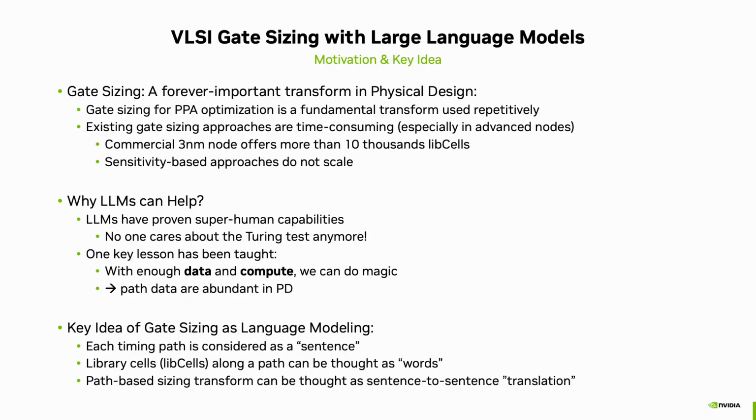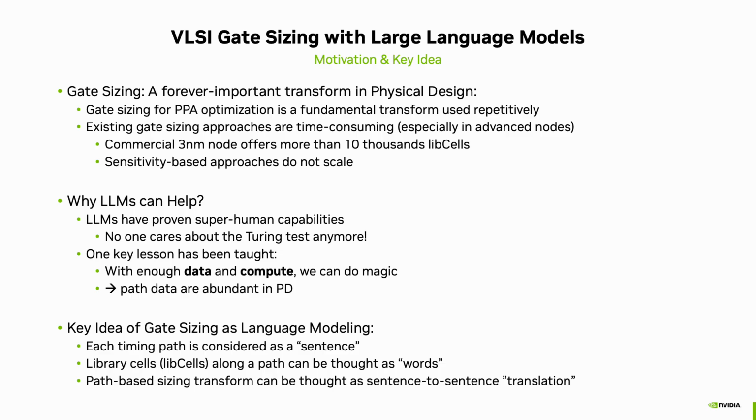First, I would like to give some motivation and key idea about this work. The reason we are tackling gate sizing is that it is used repetitively across the entire EDA flow from synthesis to sign-off. However, in advanced nodes, gate sizing in commercial tools has become extremely time-consuming, mainly due to the complex design characteristics and the vast amount of choices of library cells, which significantly enlarge the design space. For example, in the commercial 3 nanometer node, there are more than 10,000 library cells, and traditional approaches, which are very commonly used, like sensitivity-based optimization, would not scale.